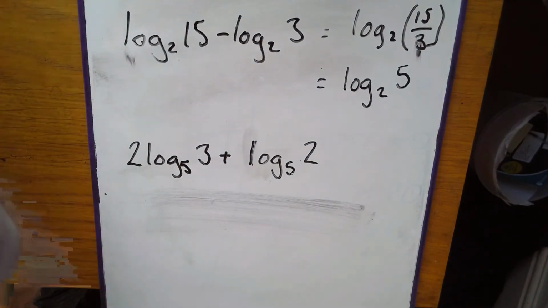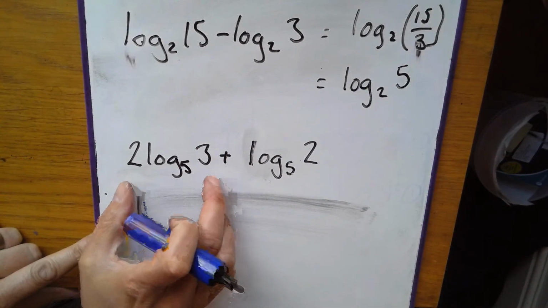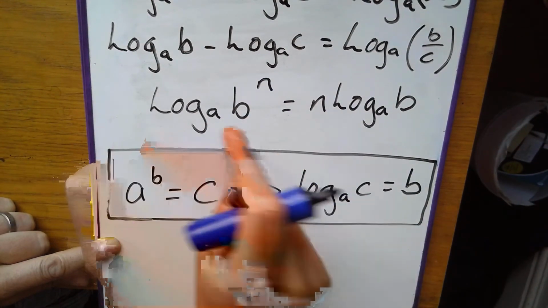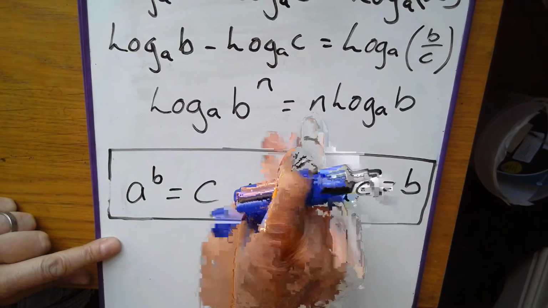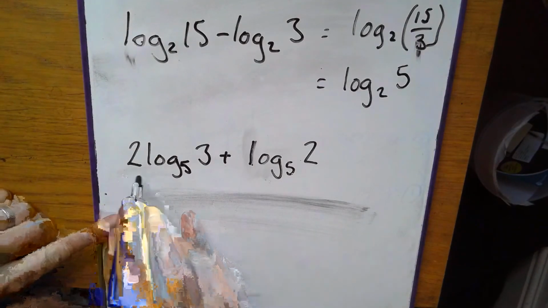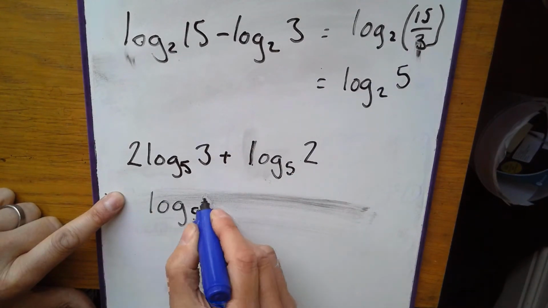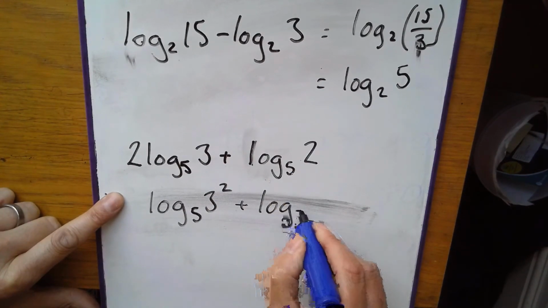So what we need to do is to apply two separate rules on this one. First of all, we need to bring that just into a log. So remember in our third rule, which says that these can go this way as well: I've got a number multiplied by a log, and I can bring that up to there. So I can write my first 2 log base 5 of 3 as log base 5 of 3 squared plus log base 5 of 2.